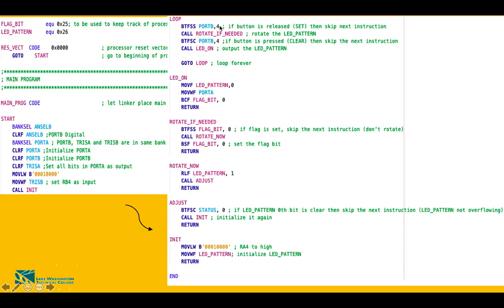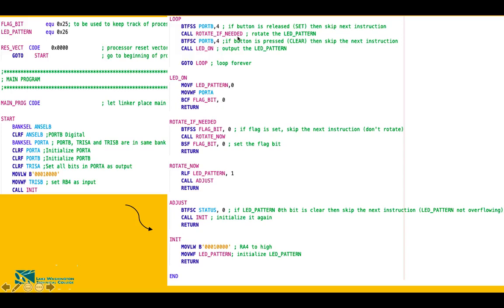If it is set, then skip the next step. So skipping this step and going to this step and checking again if it is clear or not. And if it is clear, then skip the next step and go to this loop again, and if it is not, then go to call LED on. So this instruction will turn on your LED, and then it will clear the flag bit.